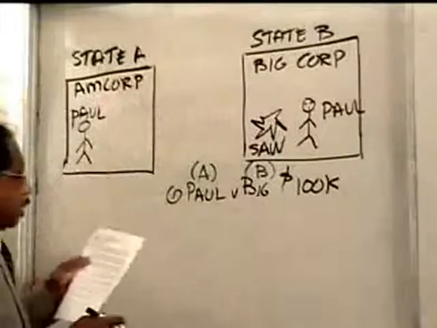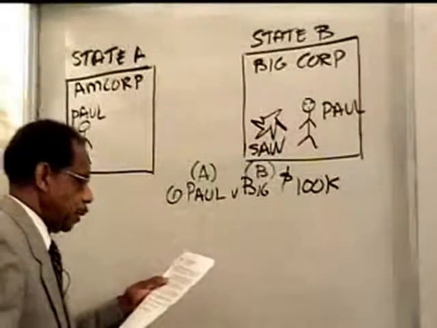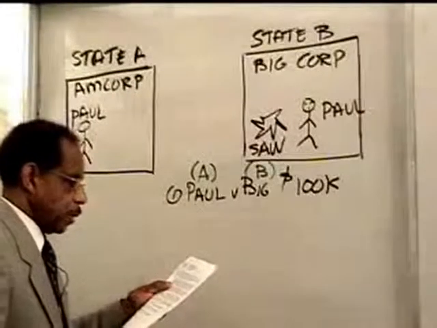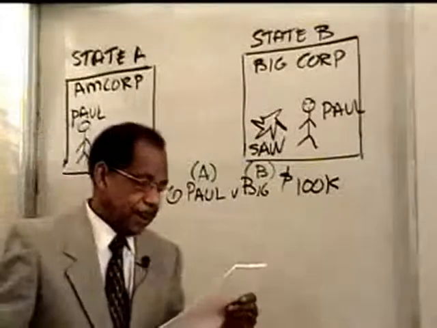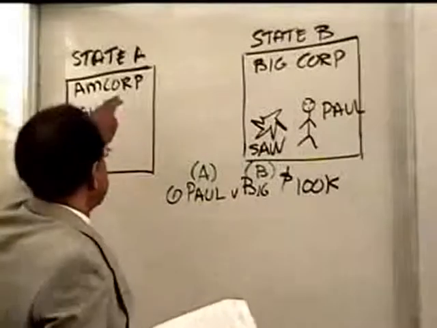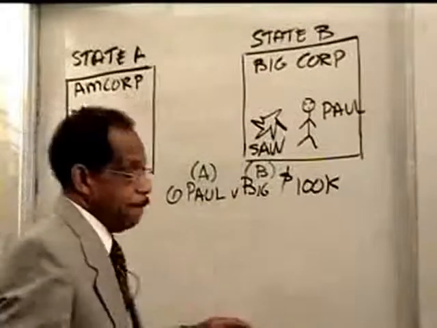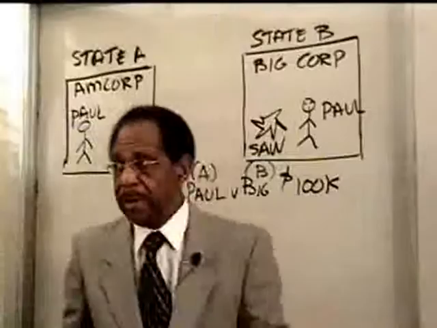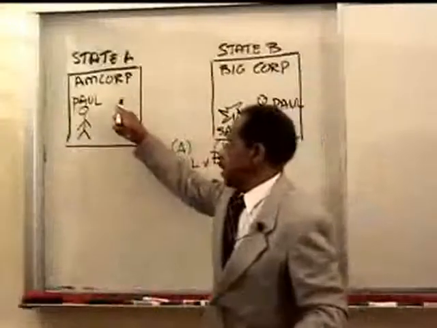So the saw had been manufactured by Amcorp, and Amcorp is incorporated and headquartered in state A. So Amcorp is over here in state A. Again, they are incorporated in state A, so that's one place of domicile.